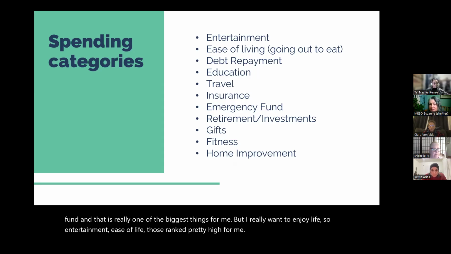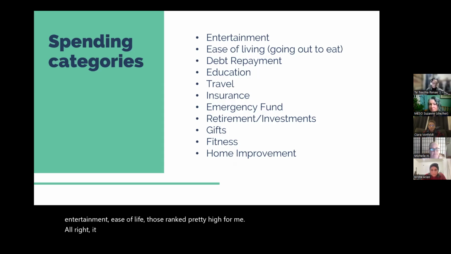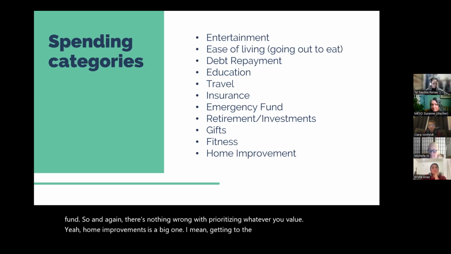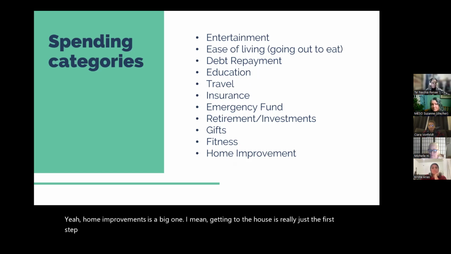All right, it looks like Michelle, emergency fund, and Ashley, oh, yep, travel, fitness, emergency fund. And again, there's nothing wrong with prioritizing whatever you value. Yeah, home improvements is a big one. Getting to the house is really just the first step that I think people underestimate, and how much you need to invest in your home. But gifts, debt repayment, and investment, those are really great things.